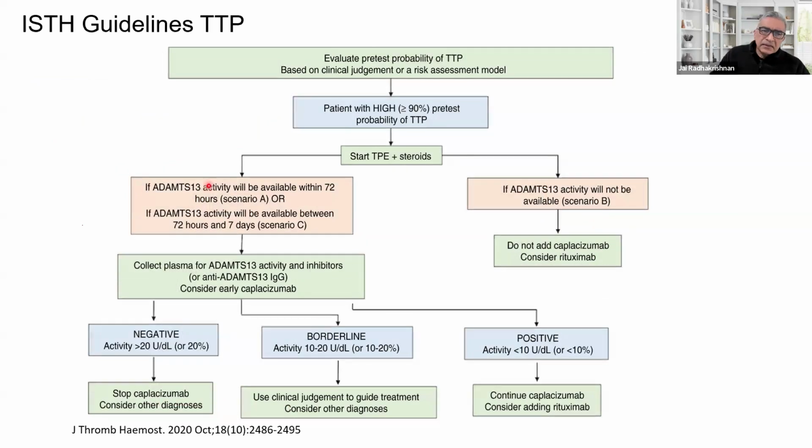All right, so the next step then is once you have ADAMTS13 available or not, we have these two drugs. So if your ADAMTS13 is available and it'll be reportable, we generally start caplacizumab, and if the antibody is positive, you could add rituximab right here. So your levels are under 10. If your levels are over 20, there's no need for a specific TTP therapy. You can stop the caplacizumab. And if you're borderline between 10 and 20, you've got to use clinical judgment. If ADAMTS13 is not available, it's best not to use caplacizumab, but you could add rituximab. So this is the ISTH guidelines on the current management of TTP.